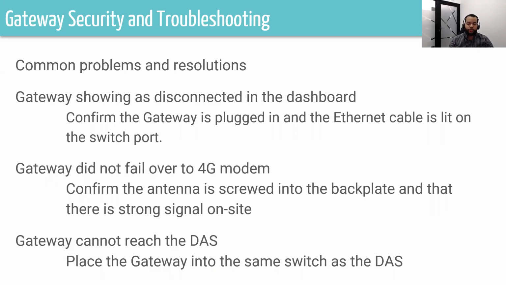The gateway cannot reach the DAS or any monitor device that you may want to monitor. You need to place the gateway into the same switch or the same network as the DAS device. This is important because sometimes you have a large network and you have the DAS located in a different switch than where the gateway is connected. Or you have a firewall between the gateway and the DAS, and then we cannot access the DAS anymore because the firewall segregates a new network inside of it.